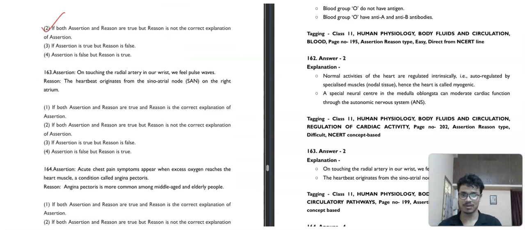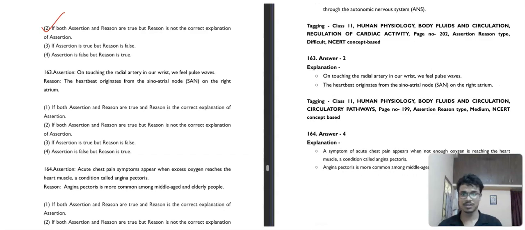There is always some confusion in assertion reason questions, but you have to choose the best suitable answer. Question number 163. On touching the radial artery in our wrist, we feel pulse waves. Okay, radial artery in our wrist, we feel pulse waves. Now the reason: the heartbeat originates from the SA node in the right atrium. So on touching the radial artery at the wrist, we feel pulse waves, correct. The heartbeat originates from the SA node, you also know that, in the right atrium. So both are correct, but this is not the reason that we feel the pulse on our wrist.